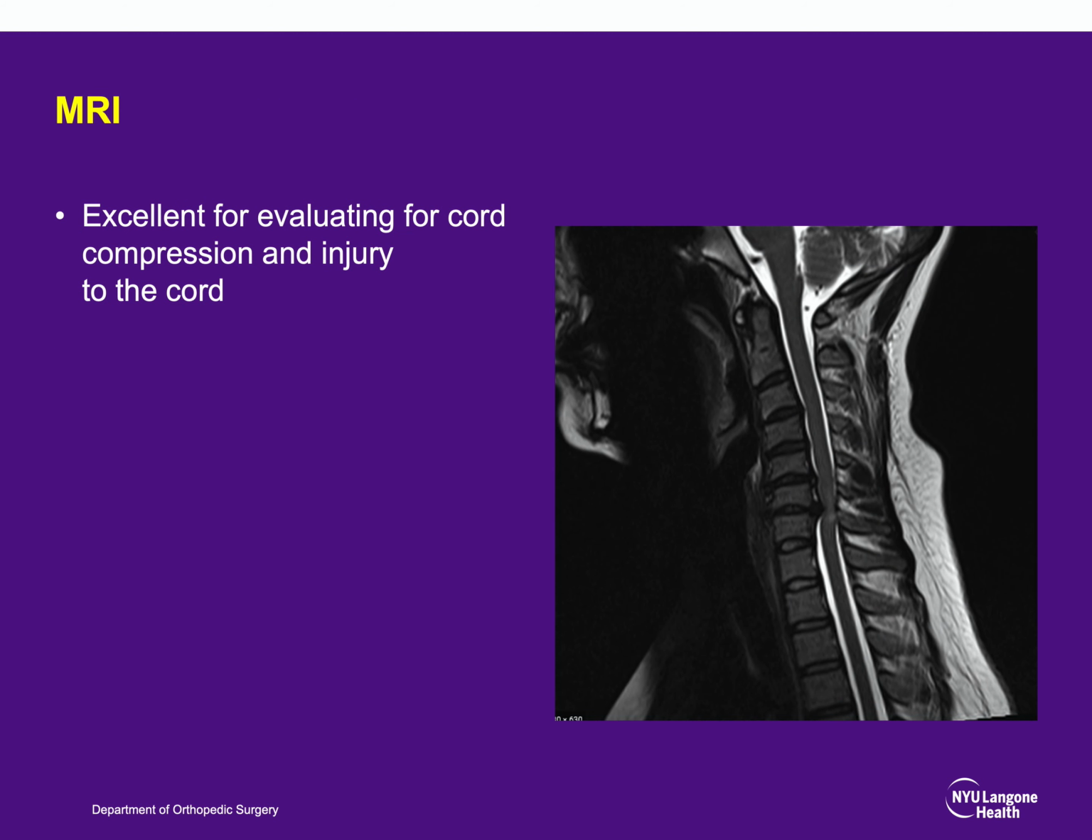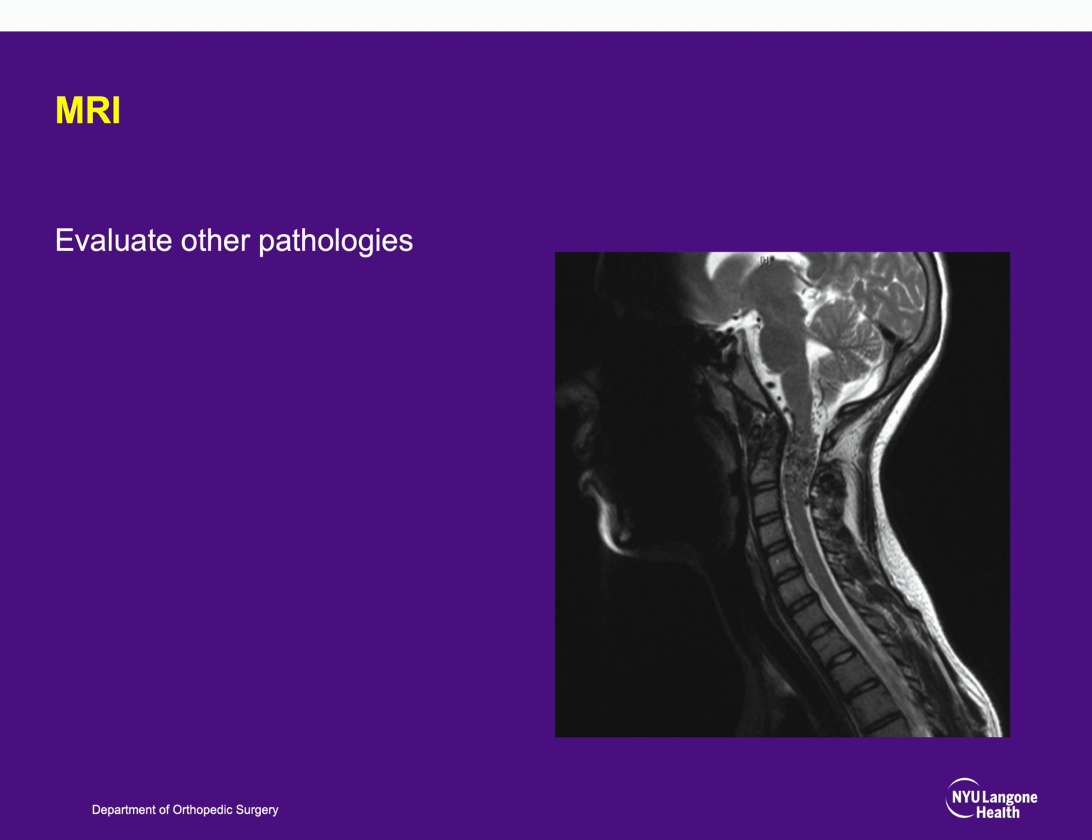MRI studies, again, are the gold standard. It is excellent in evaluating the etiology of the cord compression, as well as the status of the cord itself, absence or presence of injury to the cord. You can also rule out other intrinsic or extrinsic etiology for myelopathy.